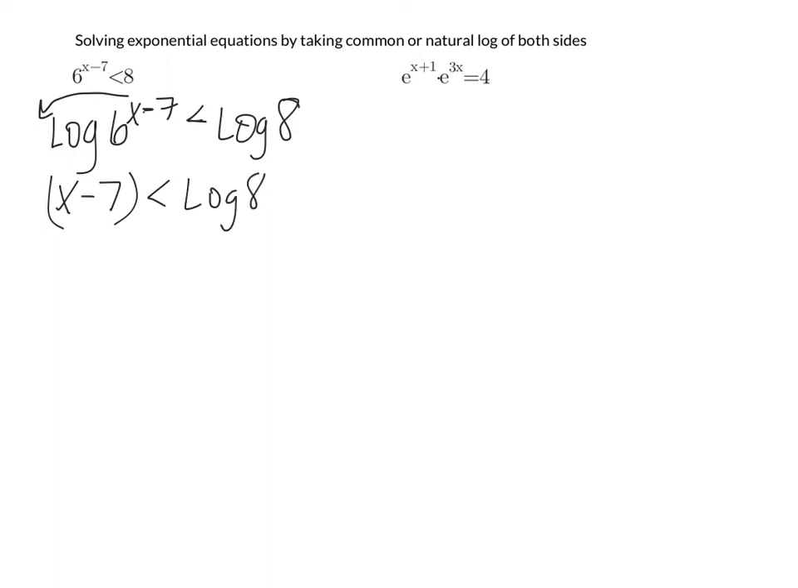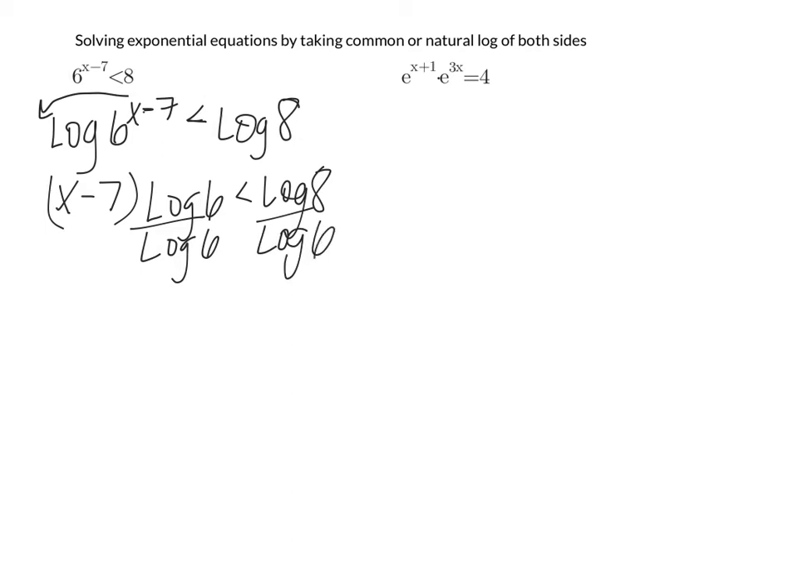Oops, forgot the other part of the equation. Hold on a sec. Log 6 is less than log of 8. There we go. And then divide by the log of 6. And we get x minus 7 is less than the log of 8 divided by the log of 6.